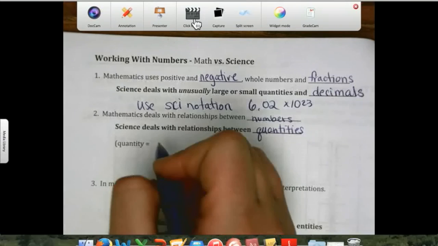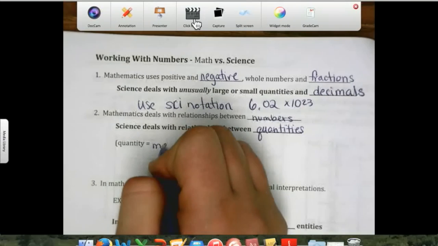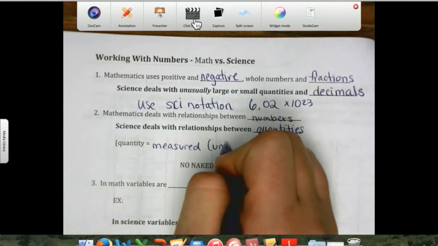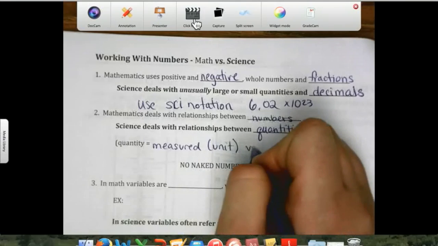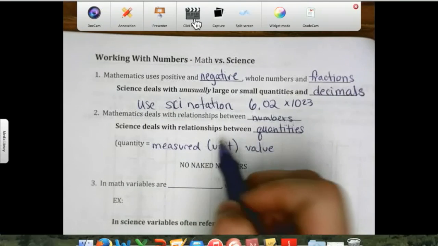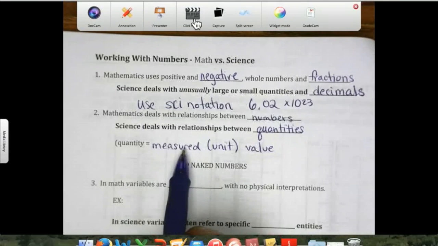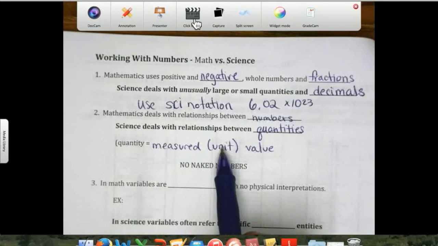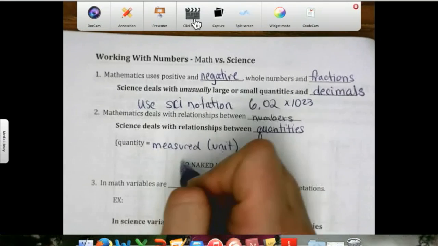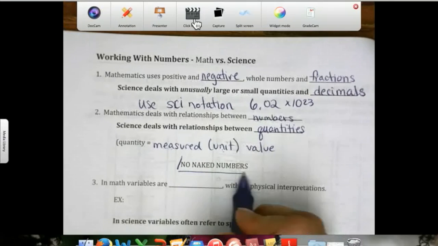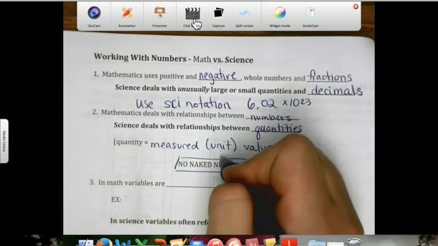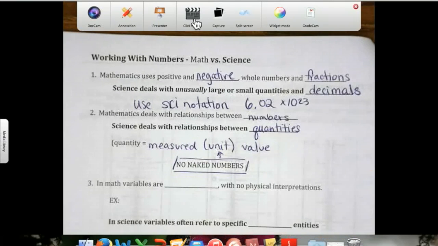A quantity is going to be a measured unit value. So this unit part here refers to somehow you've measured it with some tool, and you're going to define what tool that is using units. This means that it's really important that we never have any naked numbers. So we want to make sure that every single number that we have has a unit connected to it.